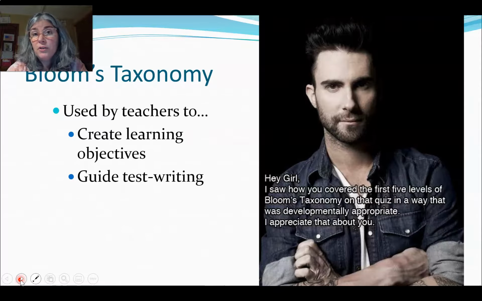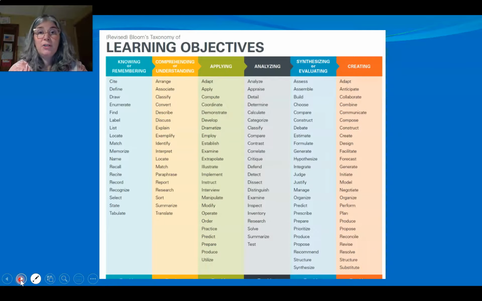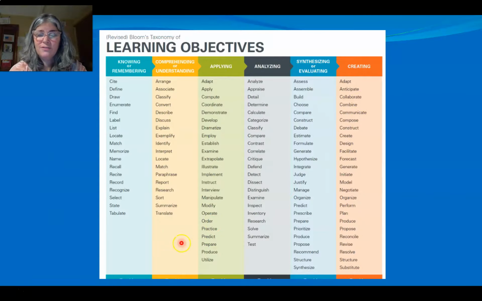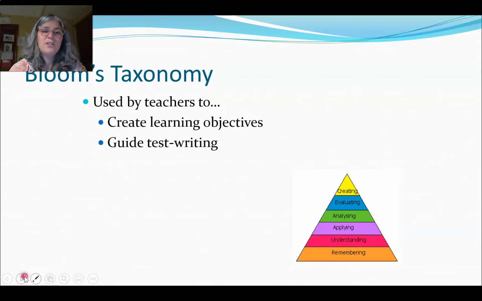But we do also use it to guide our test writing. So when you're writing exams, you want to make sure that you're covering a variety of levels. In fact, one of Bloom's studies found that 95% of test questions at the high school level were at the knowledge part of Bloom's taxonomy, the very bottom of the pyramid. So you want to make sure that when you're writing your exams, you have a range of questions.